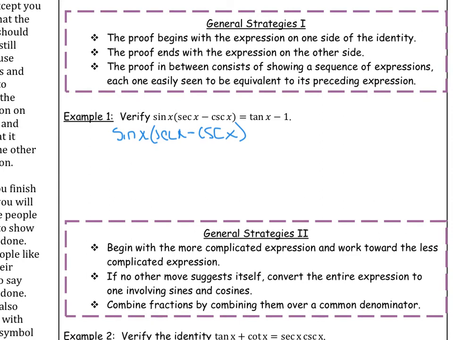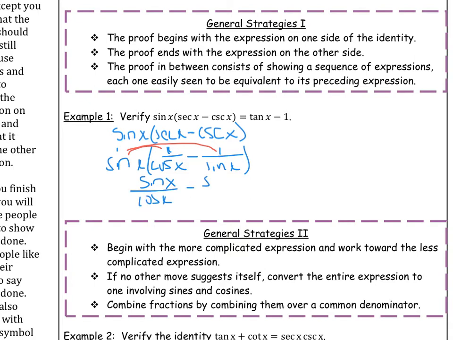The secant I am going to rewrite as 1 over cosine of x. And the cosecant I'm going to rewrite as 1 over the sine of x. And that's in my parentheses. And I still have the sine of x multiplied on the outside. So now I'm going to distribute. I'm going to multiply the sine of x times 1 over cosine of x and times 1 over sine of x. That gets me the sine of x over the cosine of x minus the sine of x over the sine of x.